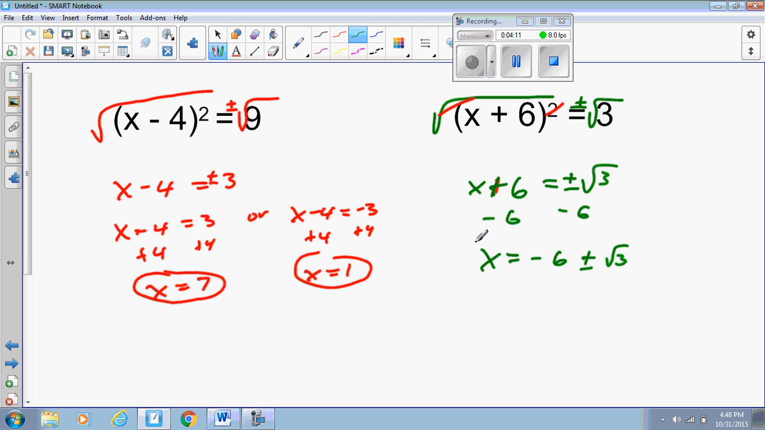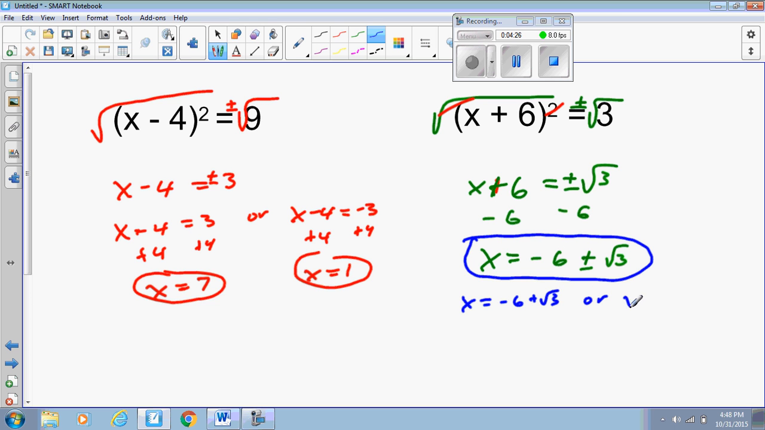And this is actually how we, in the math world, pretty much leave the answer. Now it is important that you understand what that means. So that would be x equals negative 6 plus the square root of 3, or x equals negative 6 minus the square root of 3. There are two solutions to that, and those are irrational numbers. Unless they ask you for a decimal approximation, you can pretty much leave your answer like that.